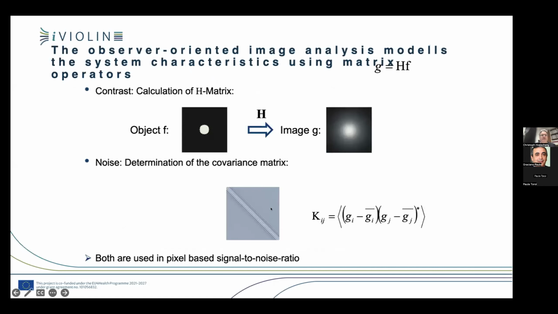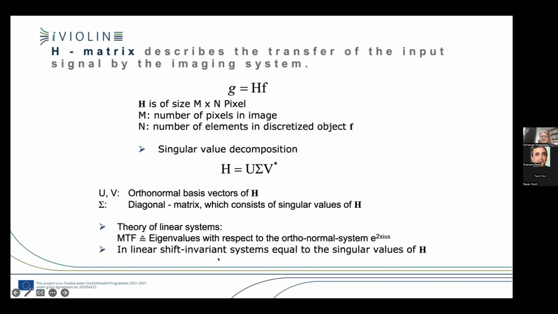So what do we do here? Well, we try to describe how an object F is transferred into an image. And we say this is done by a transformation matrix, which describes the system. And so we just need to calculate this H matrix. For the noise, we would need to determine the covariance matrix, which just says something about how strong is the interrelation between neighboring pixels. Both of these types are used in pixel-based signal-to-noise ratios.